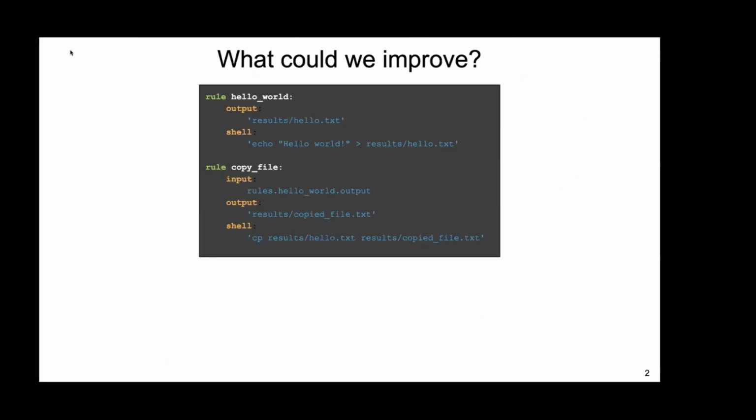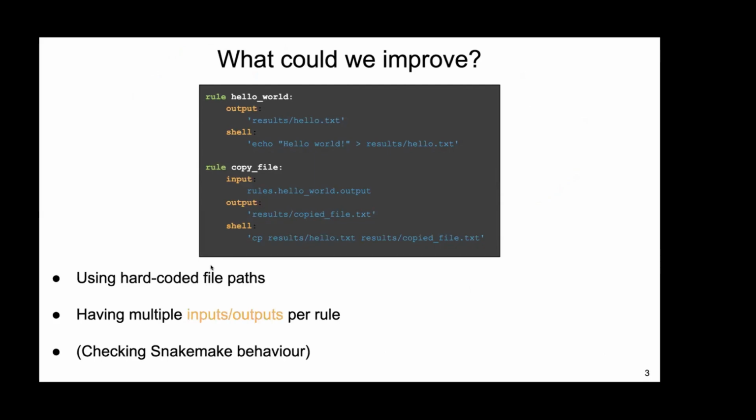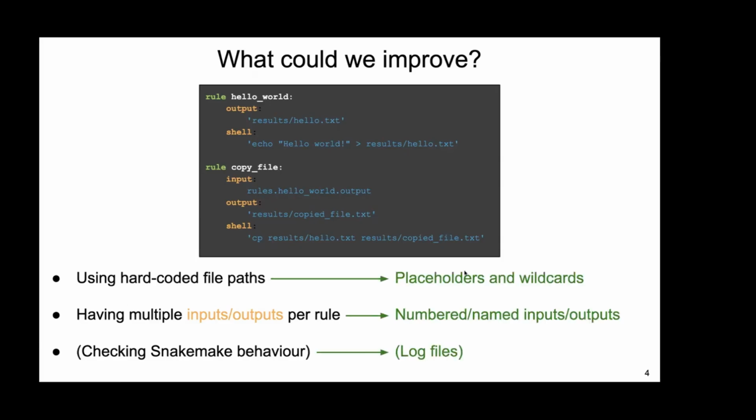And so this is the end pipeline that we had from the previous exercise. As I said, it was a very simple one just to get started, where we had two rules, one that echoed hello world into a file, and then another one that took this file and copied it into another file. So very simple thing. However, within this very simple workflow, we can already start changing some things to make it better. And the three things that we're going to focus on this lecture are the three that are listed here. And the way that we're going to tackle them is what's in green on the right.